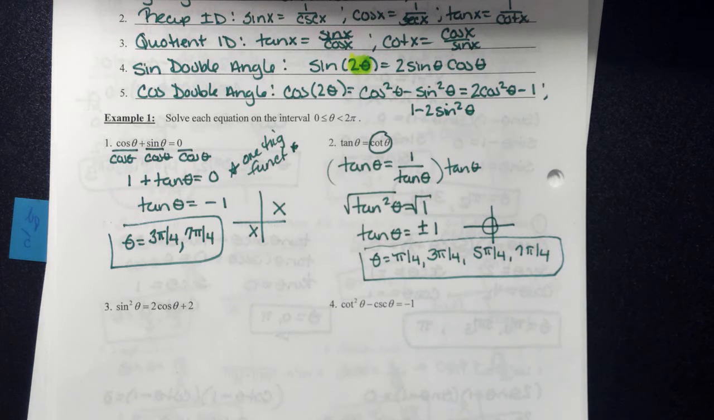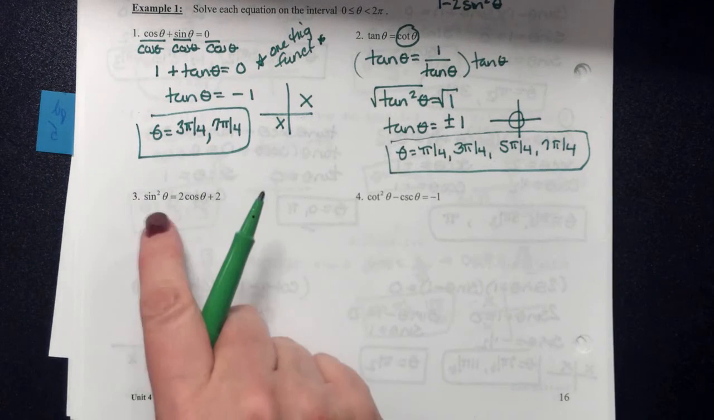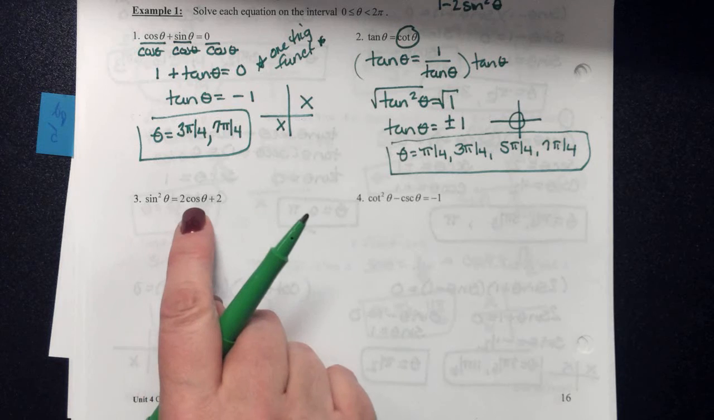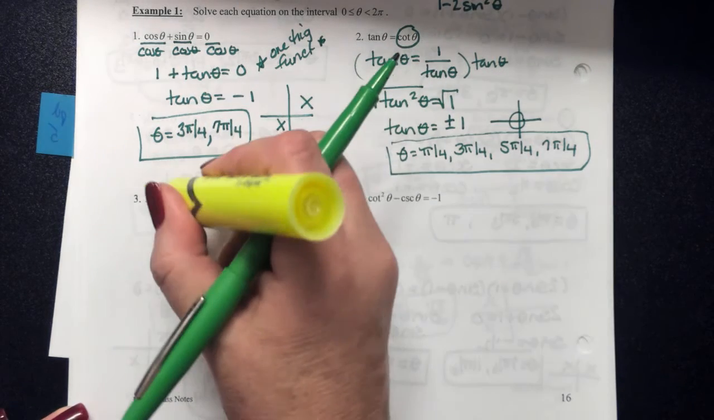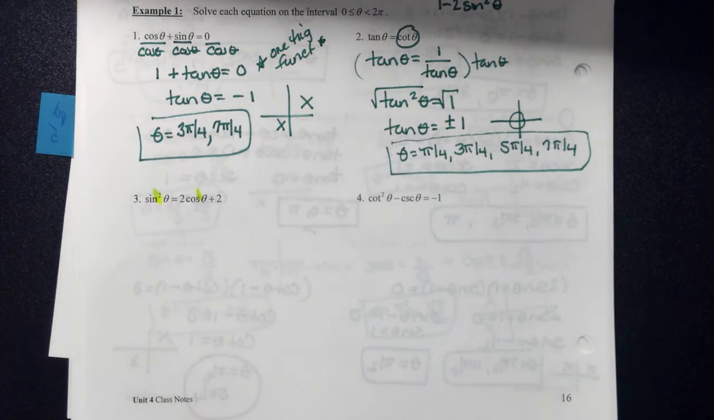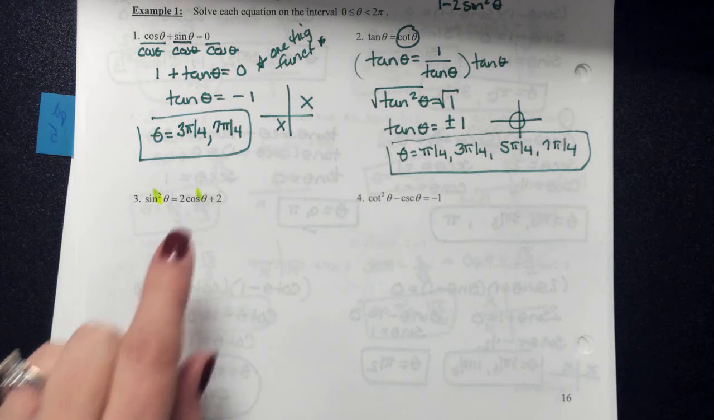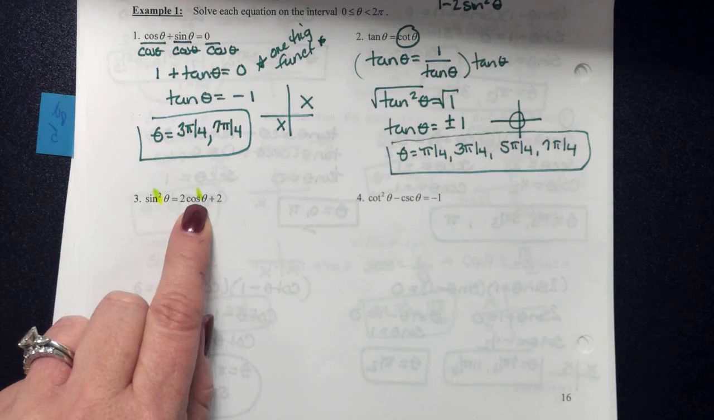All right, so any questions on examples 1 or 2? Now let's take a look at example 3. You have sine squared theta equal to 2 cosine theta plus 2. Notice you have one trig function to the second power and another trig function to the first power. So the goal is to get this equation written so that you have all sines or all cosines in it. There's really no substitution you can do on this first power cosine.